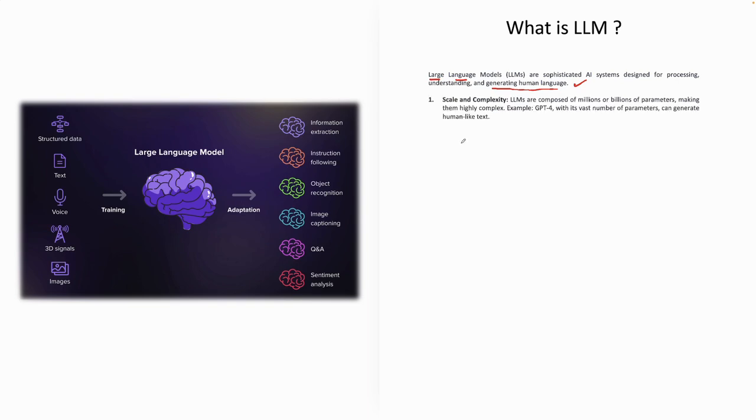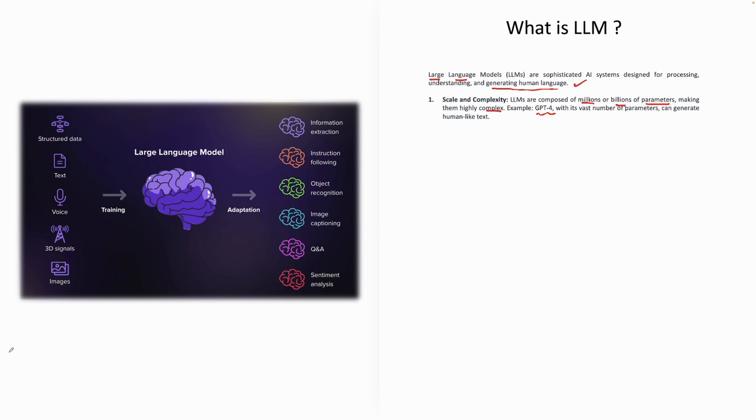So as the name suggests, large, so the main thing is the scale and complexity. So what it says, as the number of parameters increase, the complexity of the model increases. Now, every time you will hear the word parameters, so we'll go more deep dive into parameters, but first let's understand the scale and complexity. So LLMs are composed of millions or billions of parameters, right? Making them highly complex. Now, the best example we use is ChatGPT or the OpenAI system, GPT-4, with its vast number of parameters, which can generate human-like text.